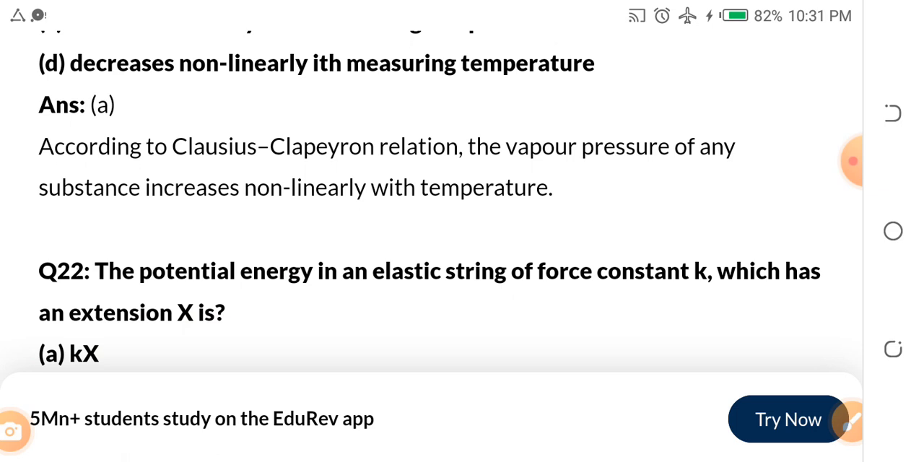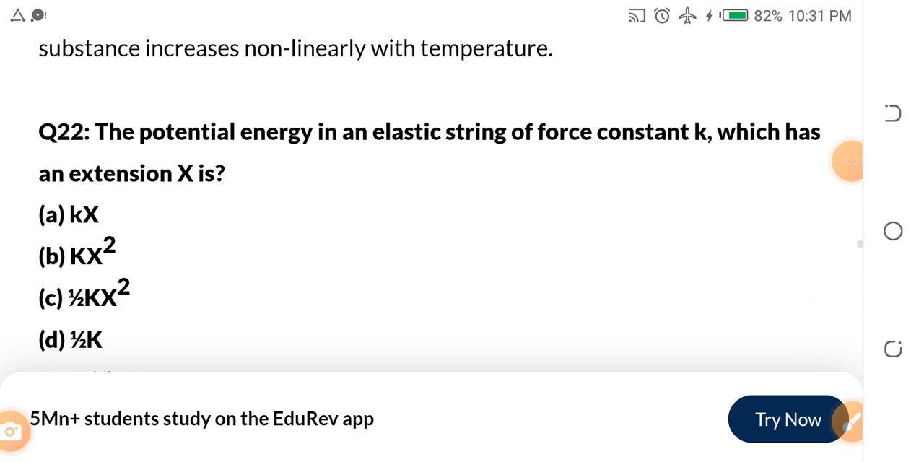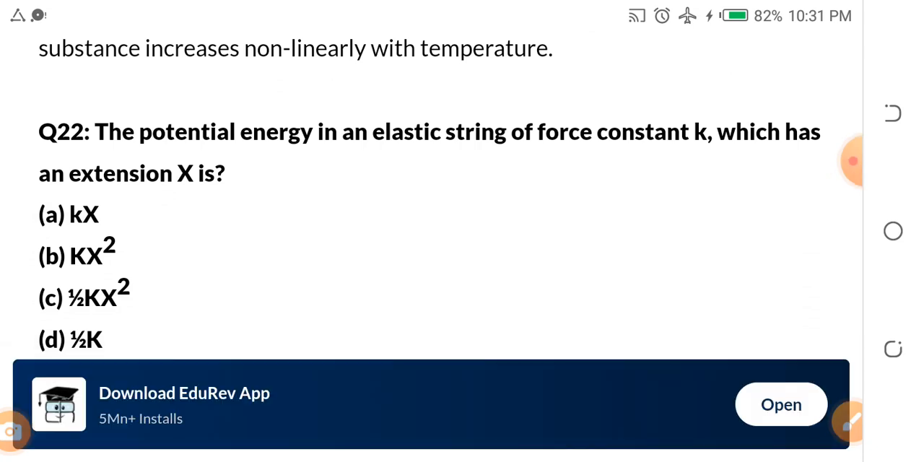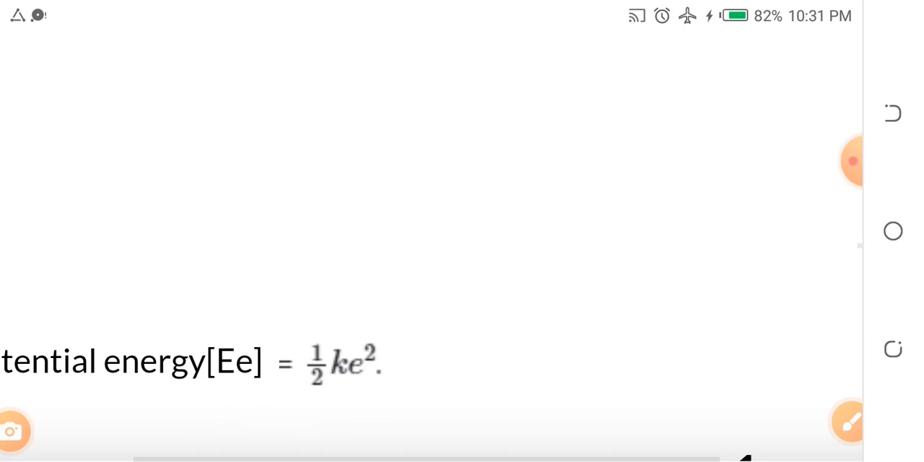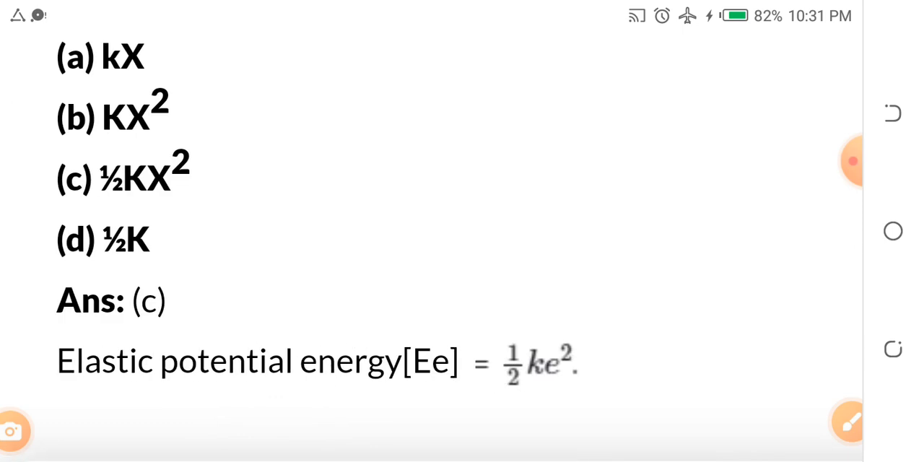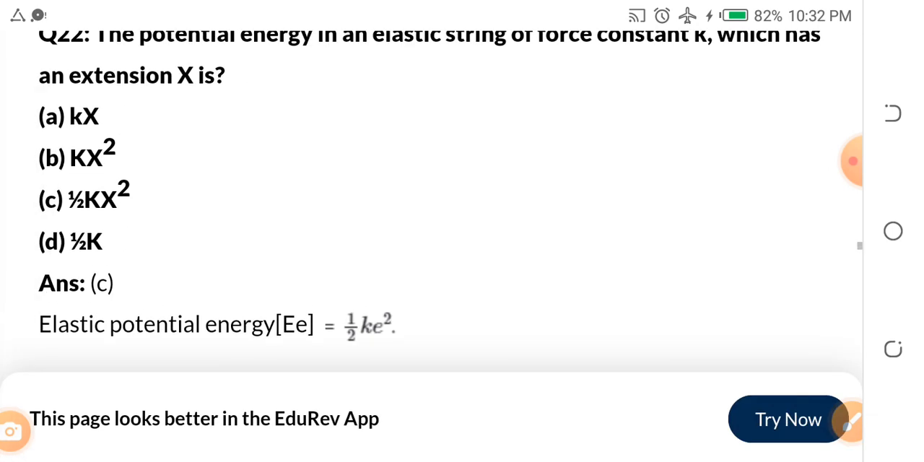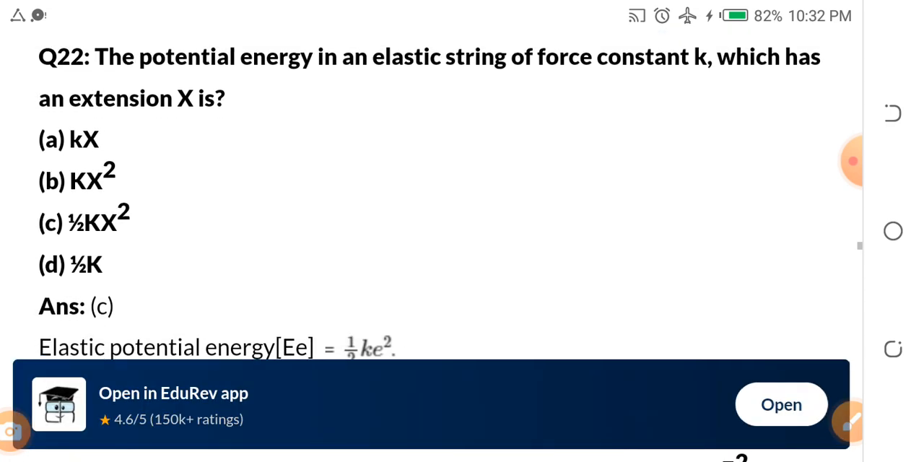I hope you are following. Okay, let's look at question number 22. The potential energy in an elastic string of force constant K, which has an extension X, is dash. Look at the formulas. You can see the formulas on the screen, right? The answer simply is C, half kx squared. Okay, I hope you are following.